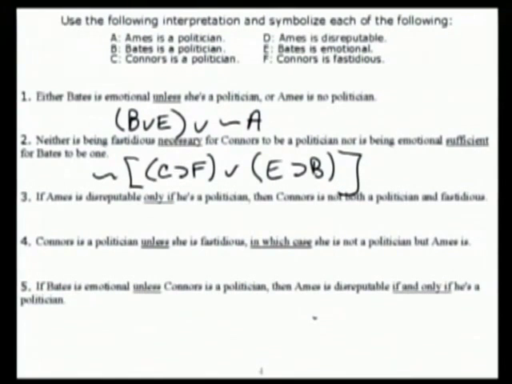Parentheses, A implies D implies not parentheses C and F. Okay, I'm concerned about the left side. Once again, we have an only if. Oh, D implies A. Yeah.